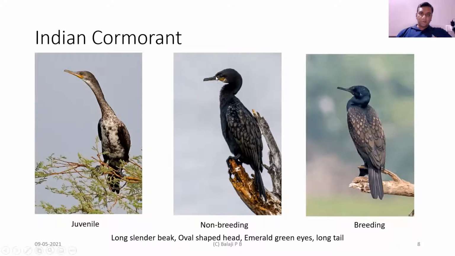It has a long, slender beak, as opposed to the short beak that we saw with the little cormorant. It has an oval-shaped head, and it has a long tail. As with the little cormorant, it has a long tail. So these are some of the differentiating parameters from the little cormorant. The main ones being the long slender beak and the emerald green eyes.